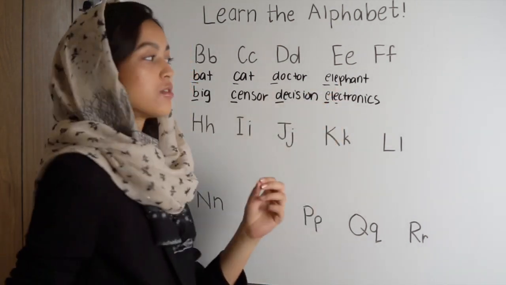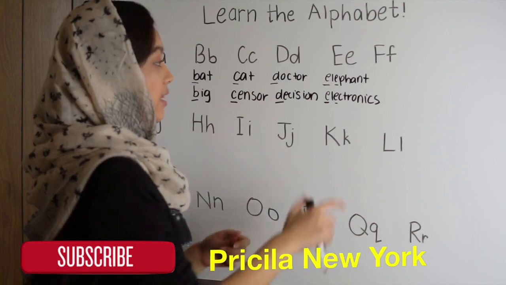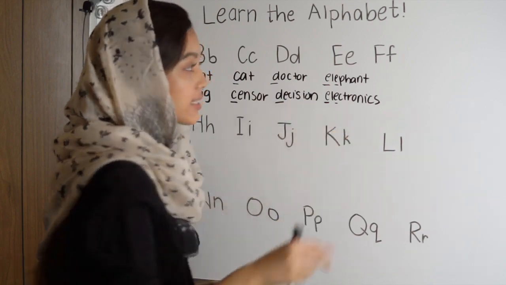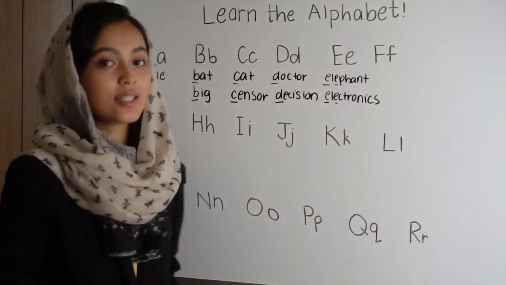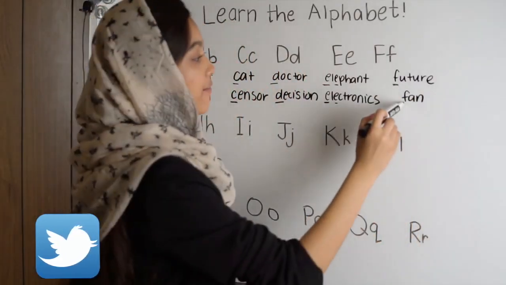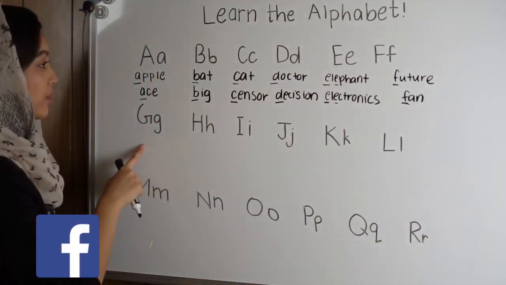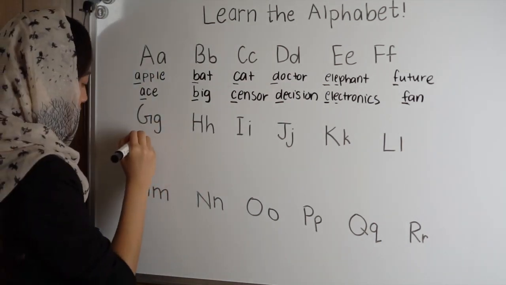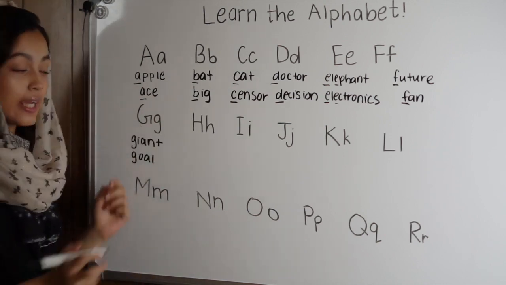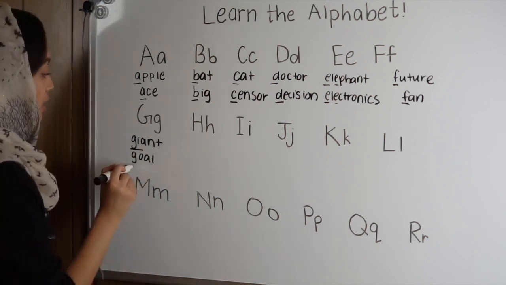Elephant. You can kind of hear a difference in pronouncing that. And electronics. Depends on how you want to say. Moving on to F. We have future, f, and fan, f. Moving on to G. এটার মধ্যেও একটু small একটু difference আছে. The most obvious pronunciation হচ্ছে j, like giant. Then we have the g, like goal.